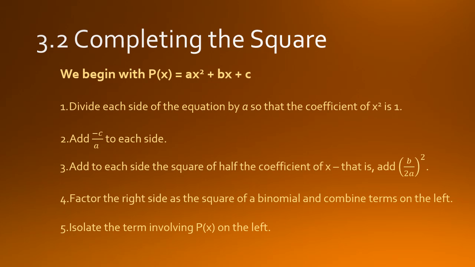Next, we'll isolate the term that involves the p of x on the left by adding or subtracting whatever we need to get away from it. And then finally we'll multiply each side by a. Now I know it's hard to picture what's going on, so let's look at a few problems.